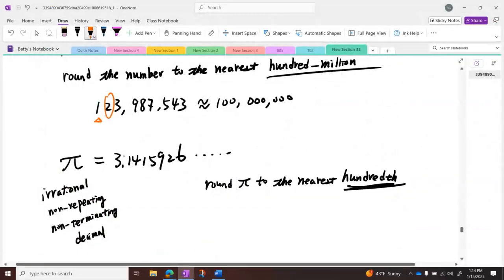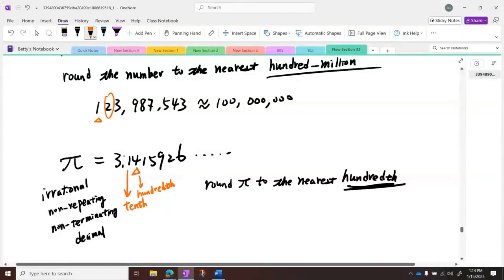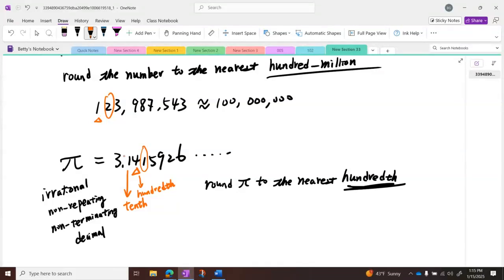This is the rounding place. Okay, this is a tenth. And this is a hundredth. So we are going to round this number to keep 2 decimal places. Since the digit behind 4 is less than 5, we're going to round it down, and we can round pi as 3.14, and that's the value we should be pretty familiar with, 3.14, right? That's the most commonly used estimation for pi.